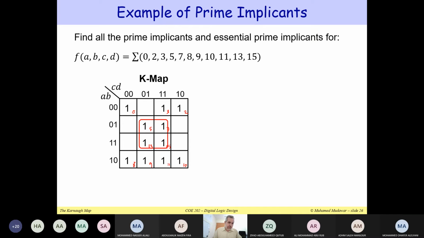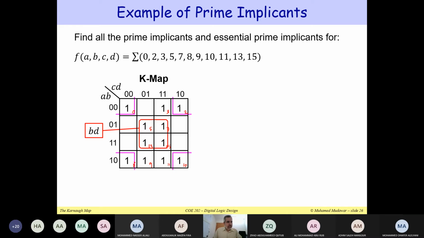Now we can write the term for this one. Okay, so the term for this one is B and D, right? So this is B and D. We can look at those which are on the corners. Somebody mentioned them, the 0, 2, 8, and 10. Can you tell me what's the term?